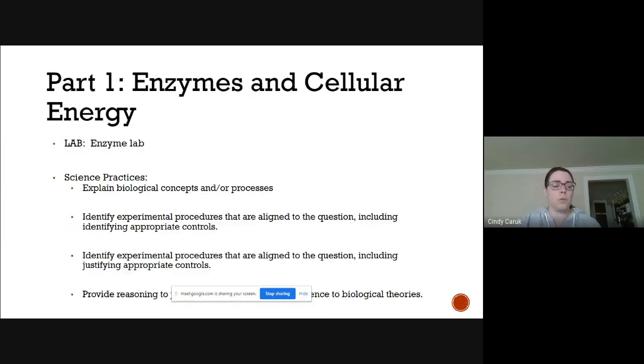Right. So part 1 is on enzymes and cellular energy. This would be chapter 6 in your book. Okay, so you're looking at biological concepts and/or processes. So you need to understand the science behind it, identify experimental procedures that are aligned to a question and appropriate controls, and also be able to justify those controls. So why does this make a good control or not? And then again, providing reasoning. So we're seeing those science practices throughout the whole curriculum.